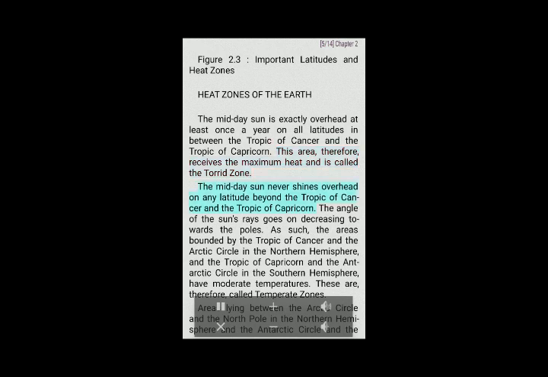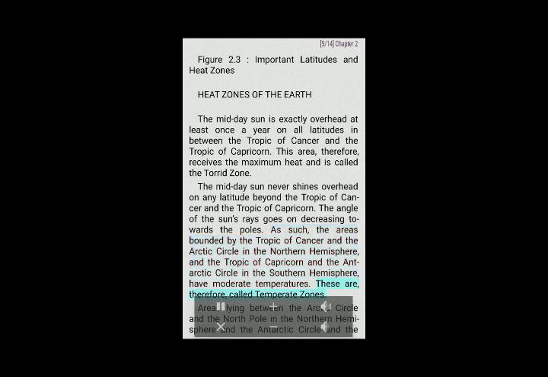The midday sun never shines overhead on any latitude beyond the Tropic of Cancer and the Tropic of Capricorn. The angle of the sun's rays goes on decreasing towards the poles. As such, the areas bounded by the Tropic of Cancer and the Arctic Circle in the northern hemisphere, and the Tropic of Capricorn and the Antarctic Circle in the southern hemisphere, have moderate temperatures.